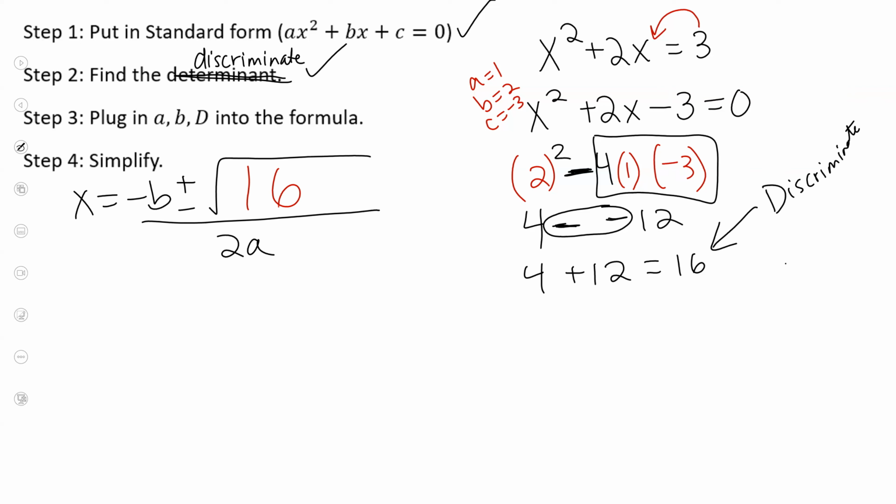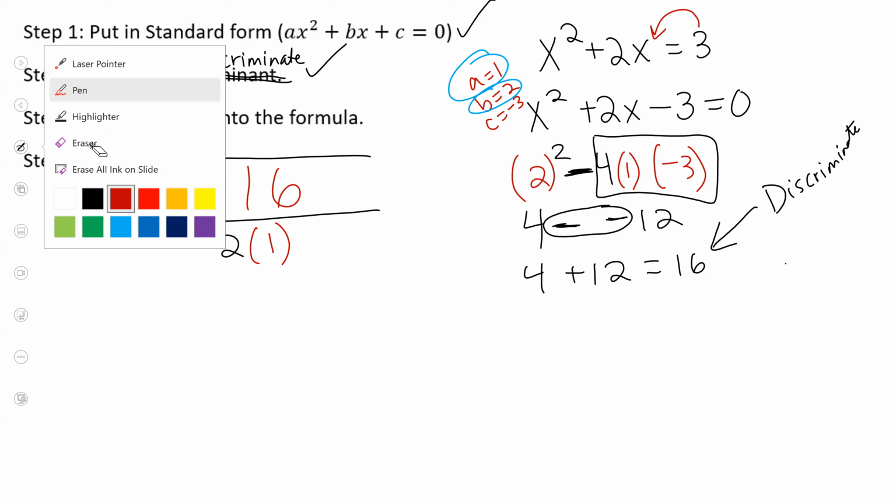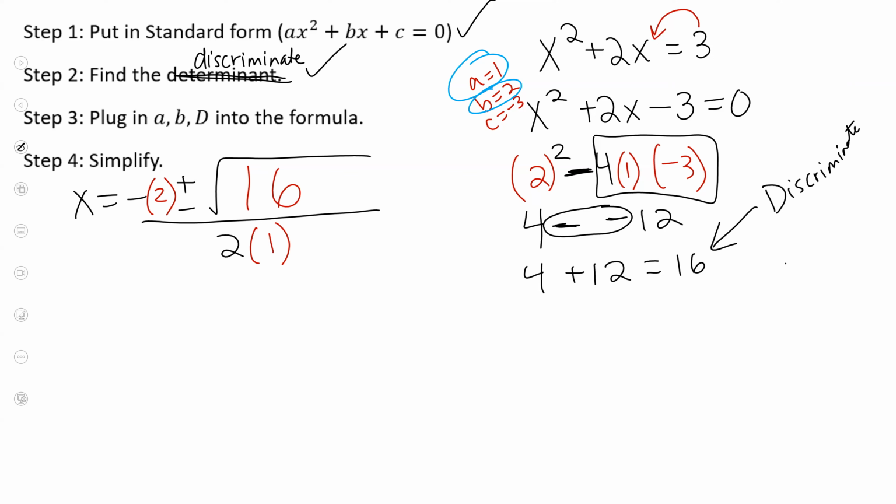We said that the a value was 1. We said that right over here. A is 1 and the b is 2. So let's replace that into the formula. A is 1. Your b value is 2. So let's replace those things. And then we'll simplify it. What we have is x equals negative 2 plus or minus square root of 16, and then 2 times 1 is 2. What's the square root of 16? 4. Boom, that's it.